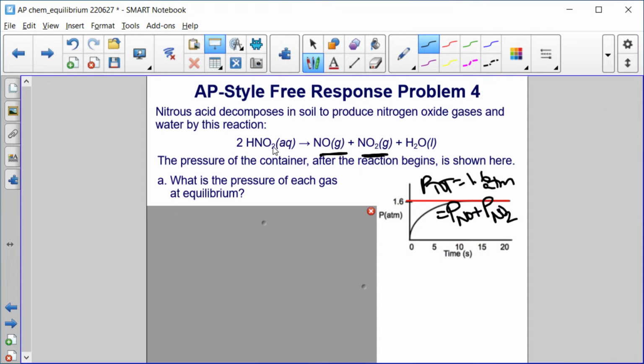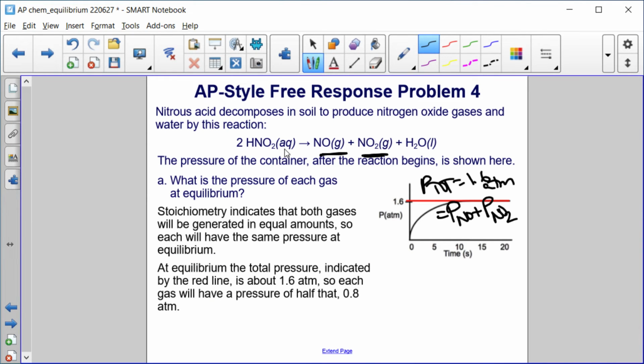Well, we can look at the balanced equation here to help us with that. Stoichiometry indicates that both gases, NO and NO2, will be generated in equal amounts. So each will have the same pressure at equilibrium. At equilibrium, the total pressure indicated by the red line is about 1.6 atmospheres. So each gas will have a pressure of half that, or 0.8 atmospheres.